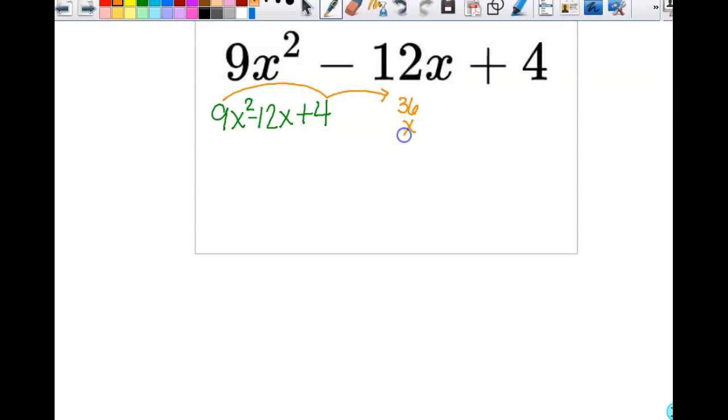So I need numbers that multiply to give me 36 and add to give me a negative 12. If this is positive, the signs on my numbers have to be the same. Since this is negative, both numbers have to be negative. Okay? So what would those two numbers be, do you think?